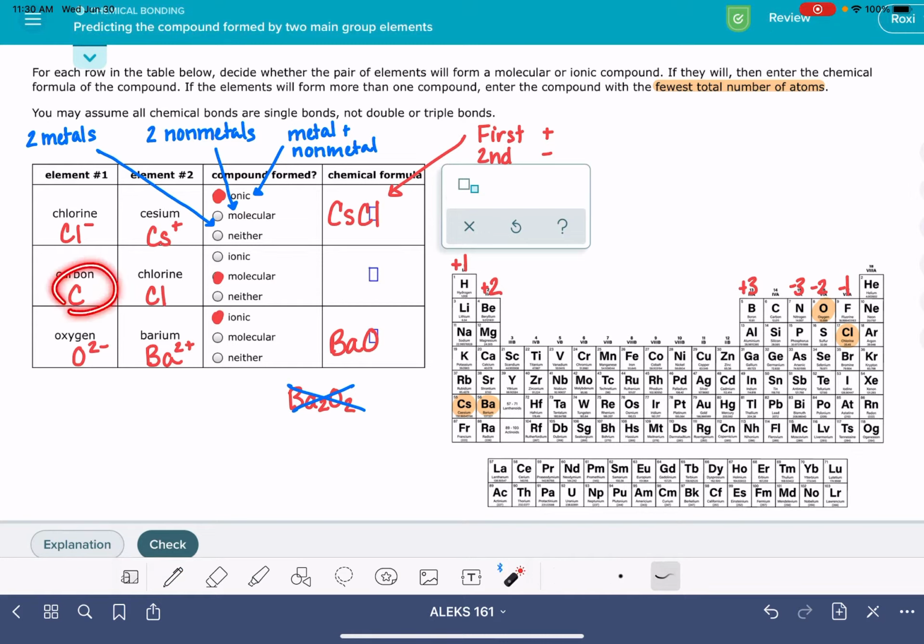For our molecular compounds, carbon and chlorine, this is not based on the cation or the anion, the charges of the ions. Instead, it's based on bonding. ALEKS does give us a hint. All chemical bonds are single bonds. So what we're going to do in this situation is put the carbon and the chlorine atoms together in a way to make a molecule.